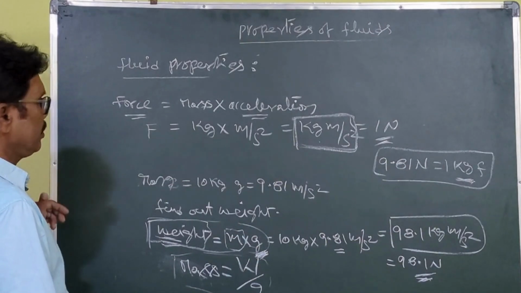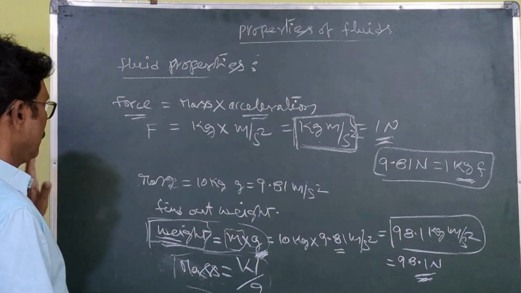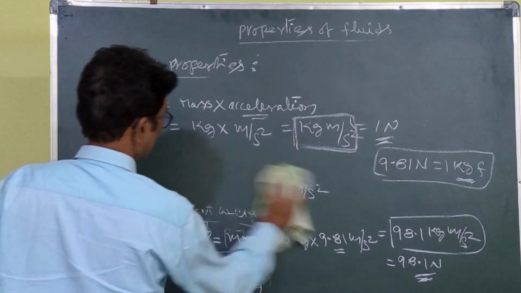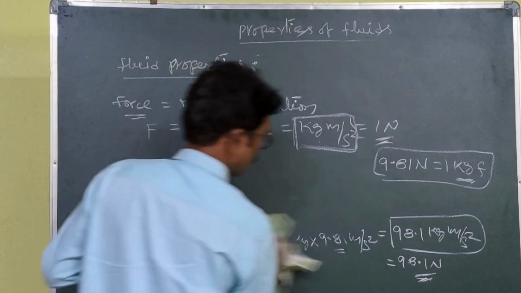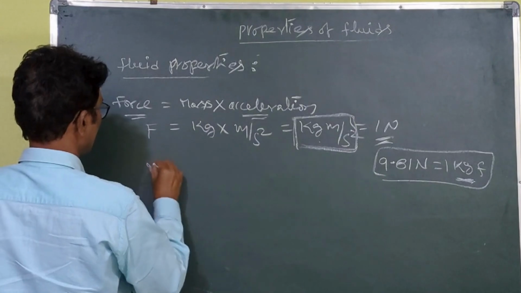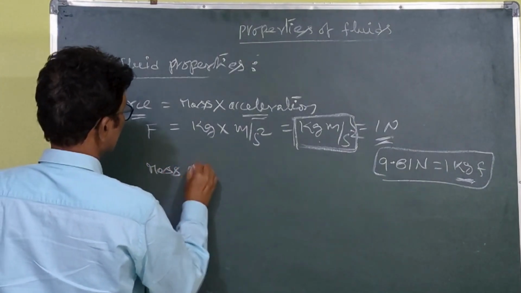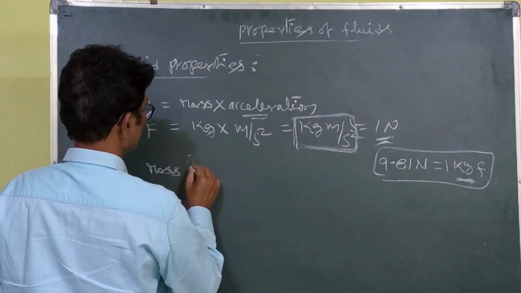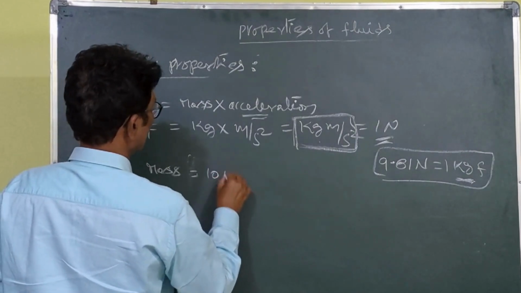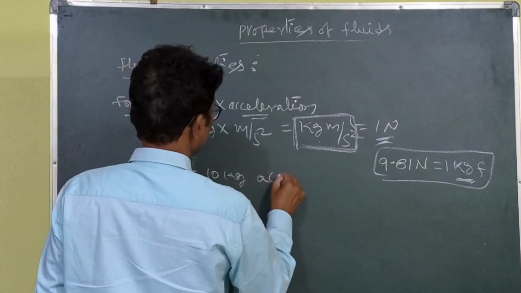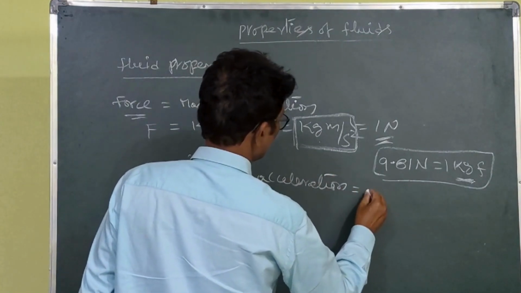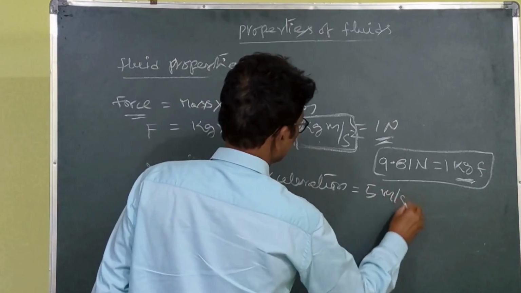Okay, so force and weight, this is the difference between force and weight. Suppose we take a simple model: object mass equal to 10 kg, acceleration equal to 5 meter per second square.